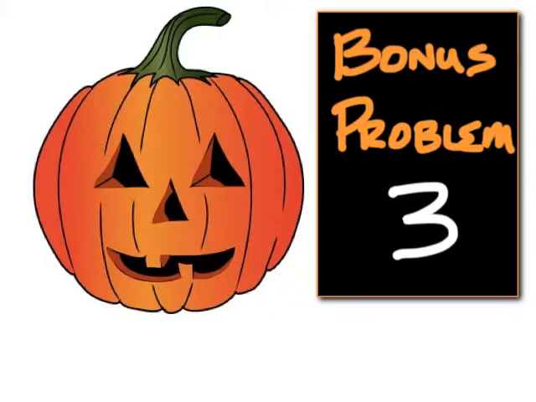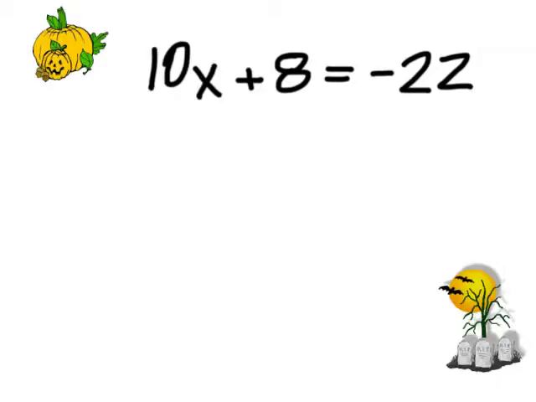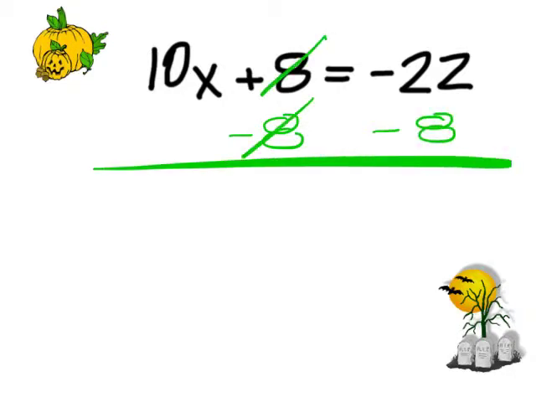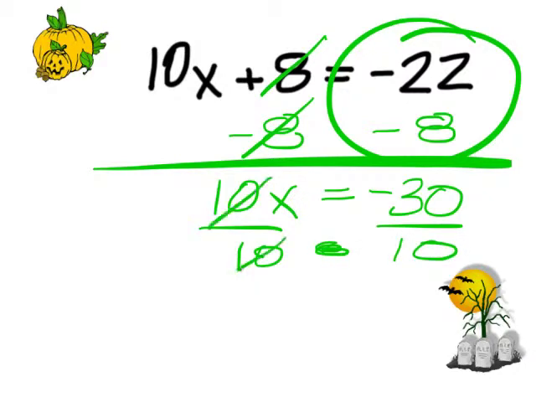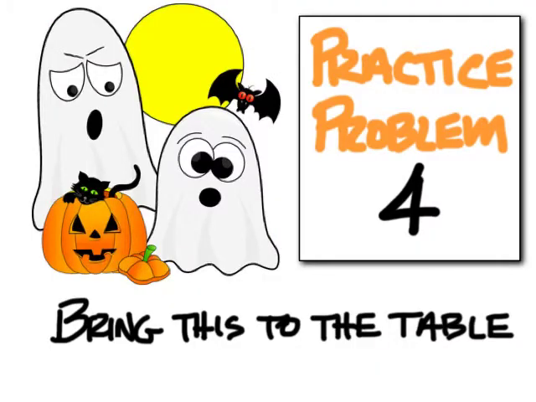Bonus problem number 3. On the bonus problem, you should subtract 8 from both sides. When you do that, these cancel out, and you're left with 10x equals a negative 30. Divide both sides by 10, and you'll come up with an answer of negative 3.